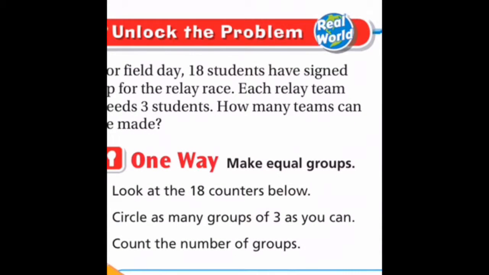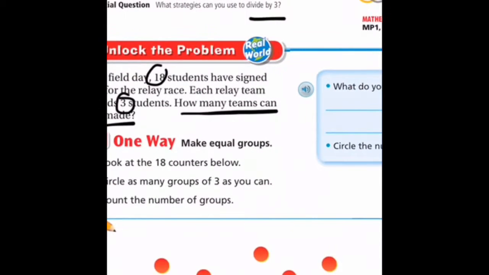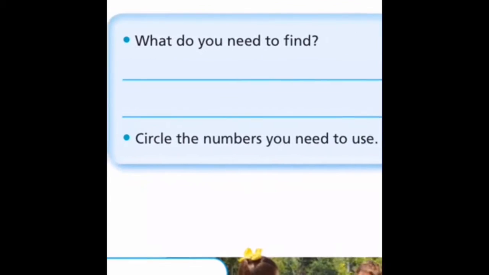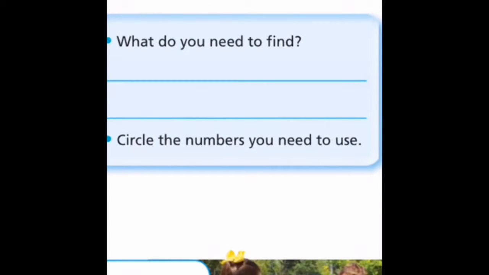It says, for field day, 18 students have signed up for the relay race. Each relay team needs 3 students. How many teams can be made? Okay, and a relay team is just a race with a team of racers who run one at a time, and then they hand each other a baton like a stick, and then the next person runs.